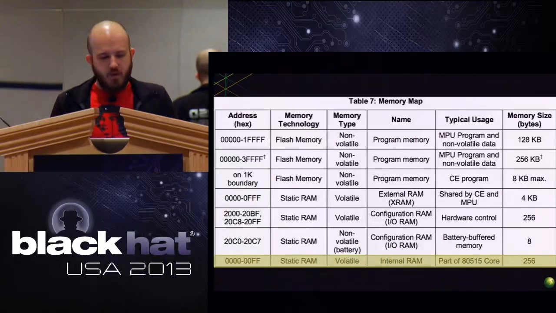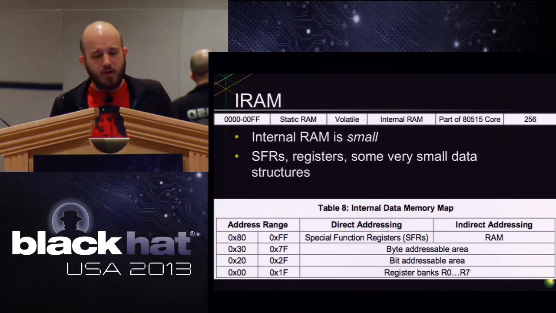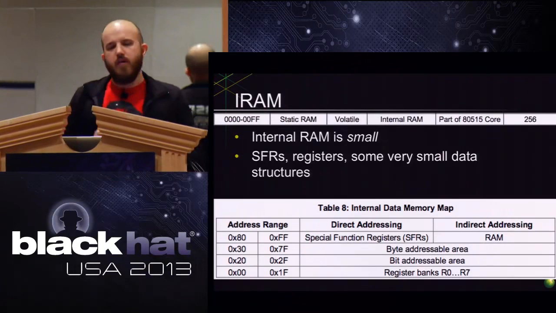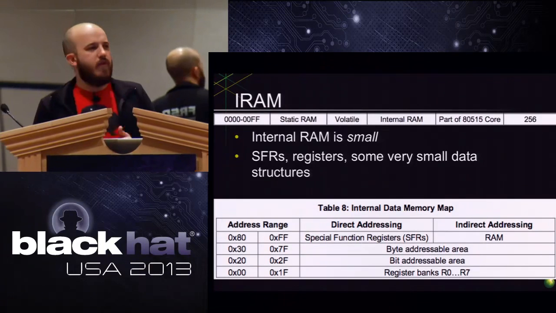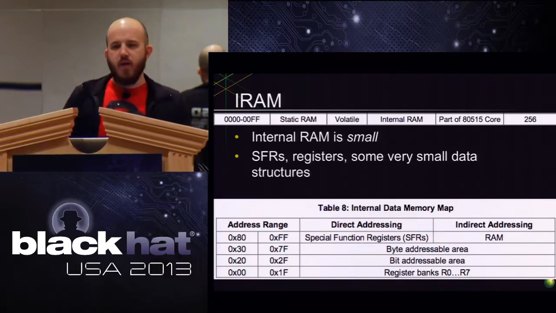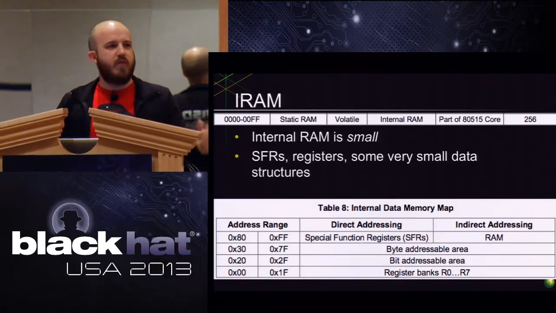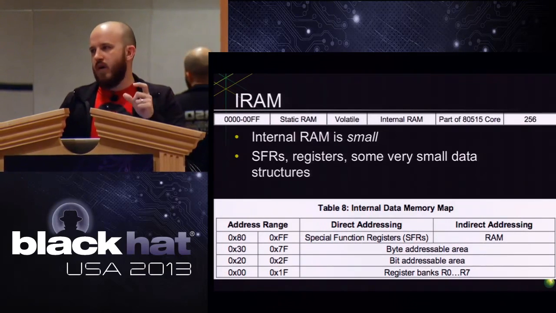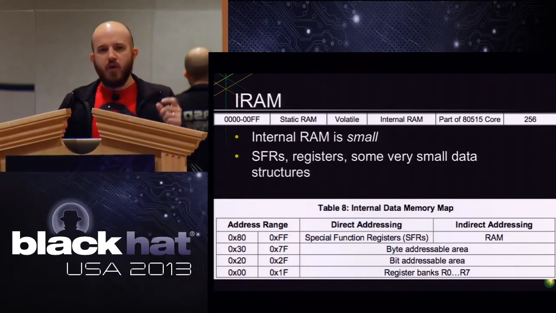All right, so next section, we're going to talk about IRAM. They're down there at the bottom. So IRAM is really small, right? What is it, 256 bytes, I think? Yeah. And that's where the special function registers are. We don't really need to know what those are, other than that's where you store certain bits on the state or the configuration of the processor. And then basically what's in here is your stack for the most part. And so it's really small.